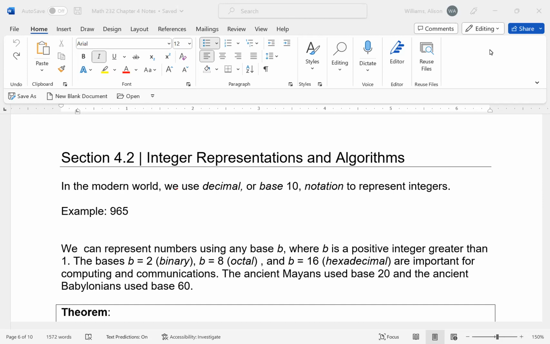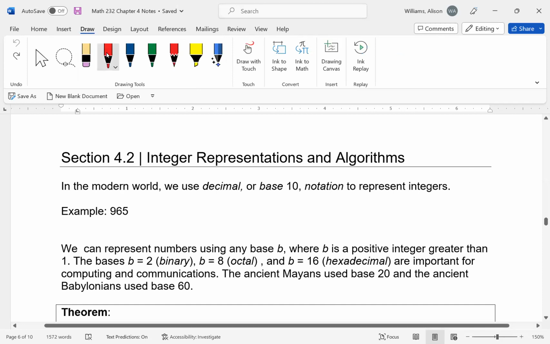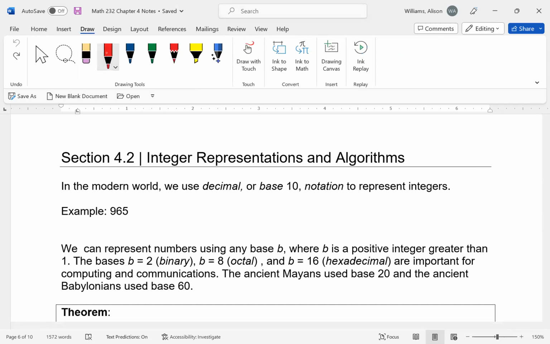So for example, when I look at the number 965, I am thinking of this in terms of tens. So this could be thought of as 9 in the hundreds place, or 9 times 10 squared, 6 in the tens place, or 6 times 10, and 5 in the ones place, or 5 times 10 to the 0. So each number can be thought of as being multiplied by a power of 10. That's why our numeric system is base 10.